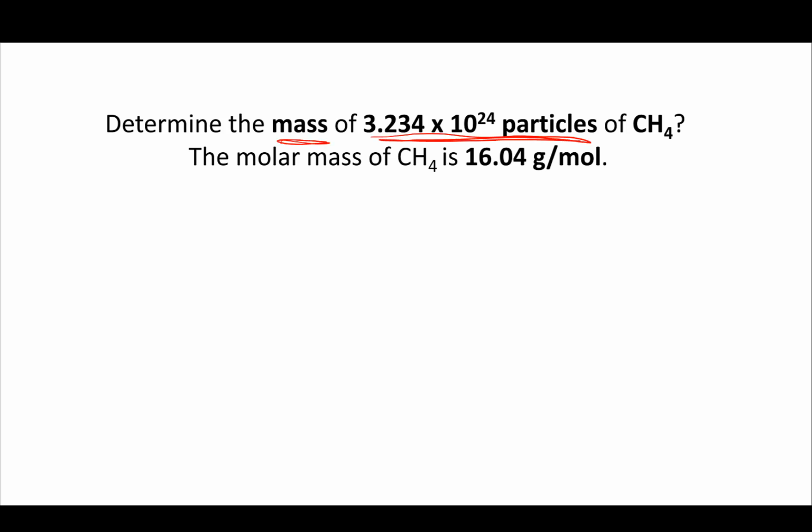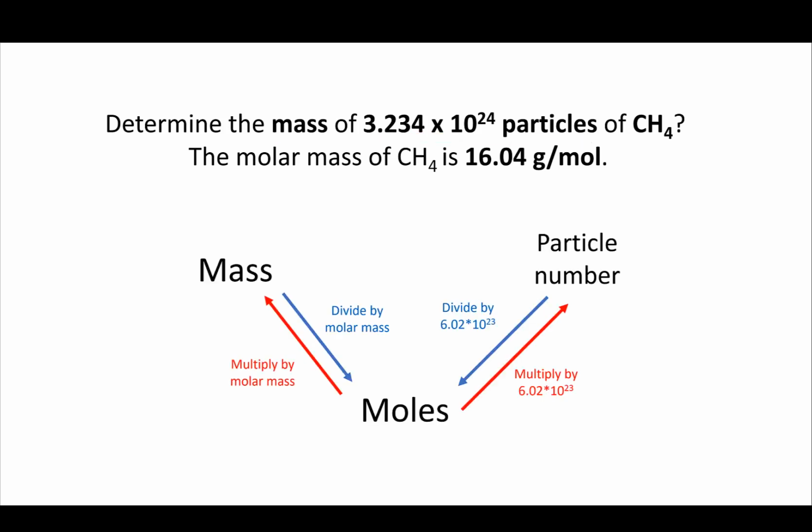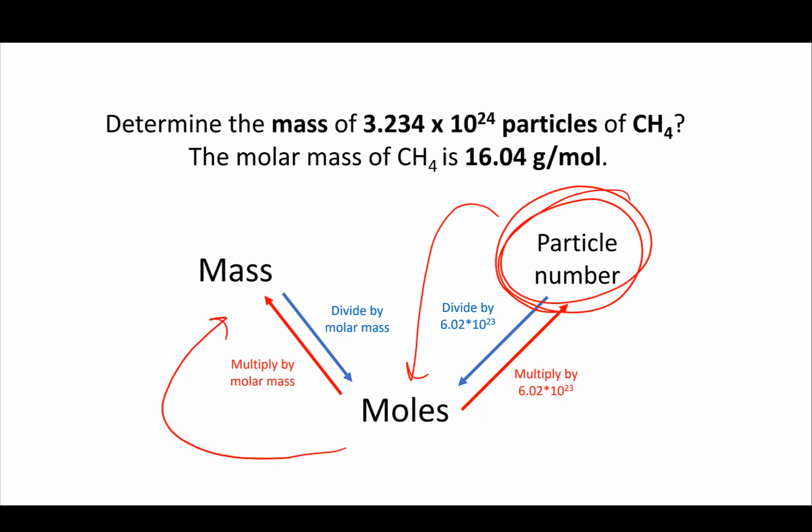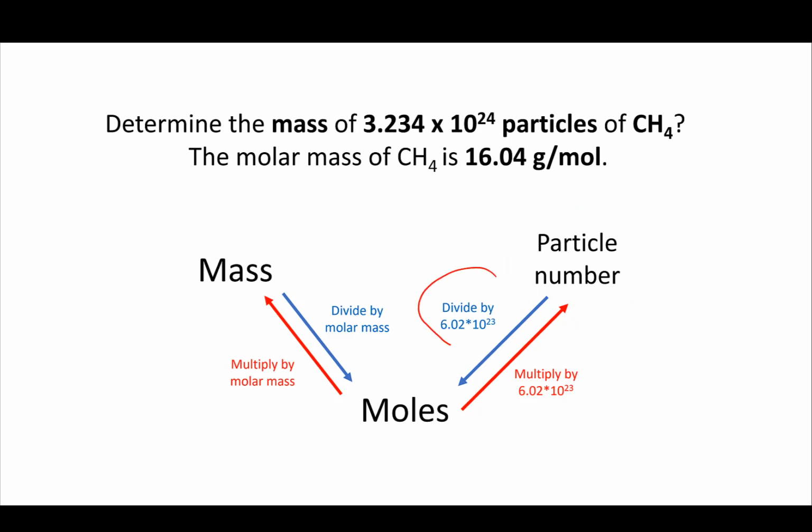Now this is going to be a little bit annoying, because there is no direct way to go from particle number to mass. You have to go through a middle step. You start with particle number. You're going to have to move down to moles, and then move up to mass. So you're going to have to do 2 different things. To go into moles, you divide by 6.02 times 10 to the 23rd. And to go from moles to mass, you multiply by the molar mass. So we have 2 steps.